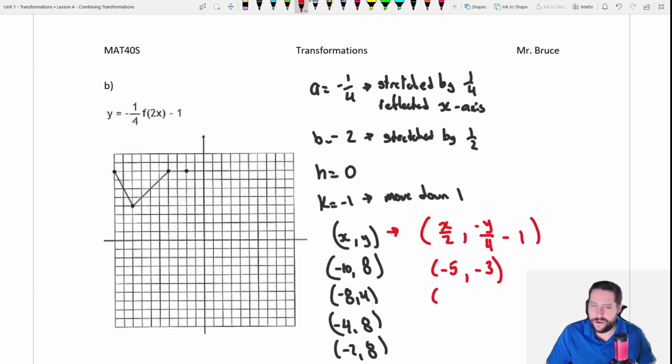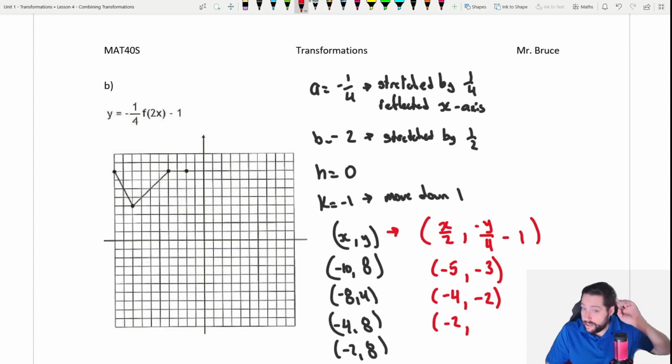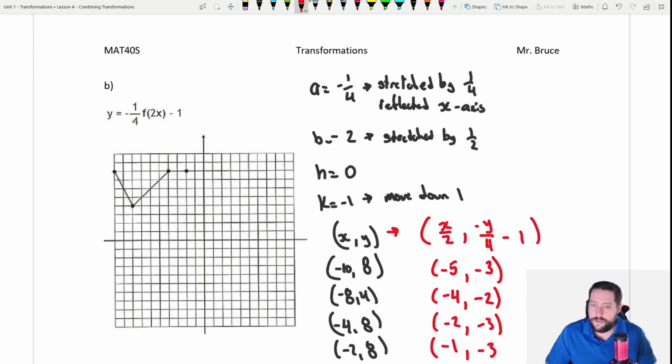Now I have everything figured out. -8 divided by 2, so that's going to be -4. -4 divided by 4 is -1 minus 1, so that's going to be -2. We have -4 divided by 2 is going to be -2, and then 8 divided by -4, that'll be -2 minus 1 is going to be -3. Oh, so it's going to be the same value as before, -3.